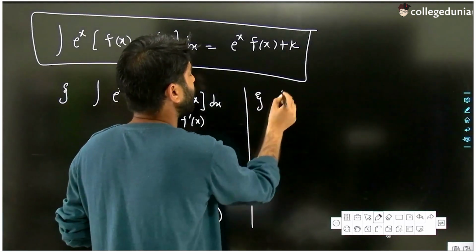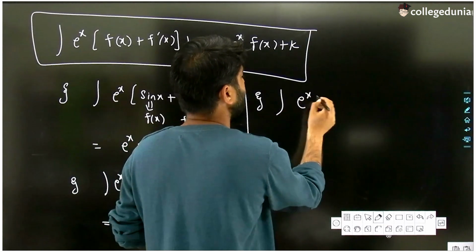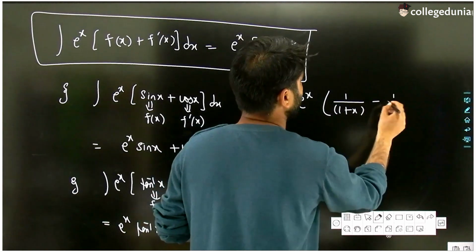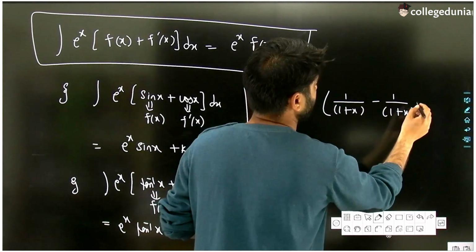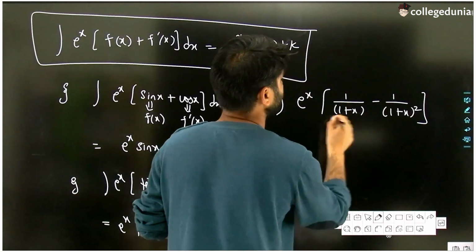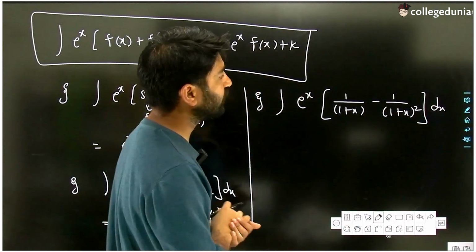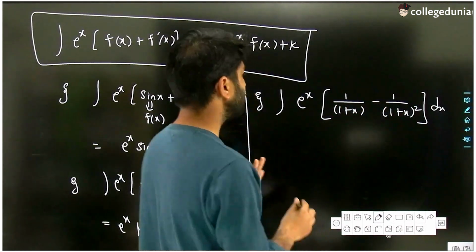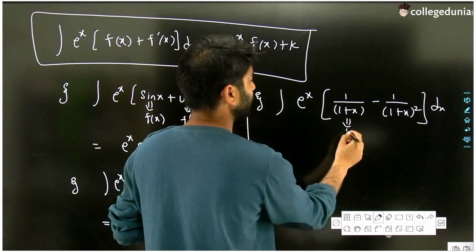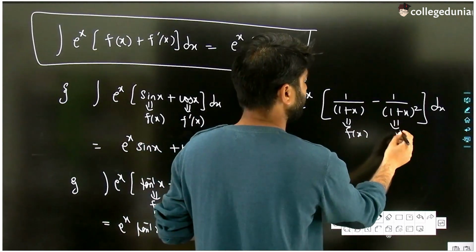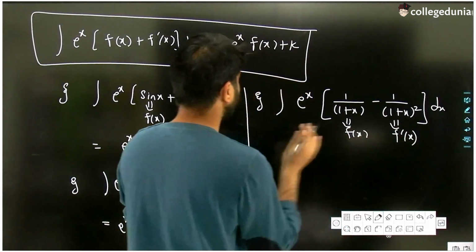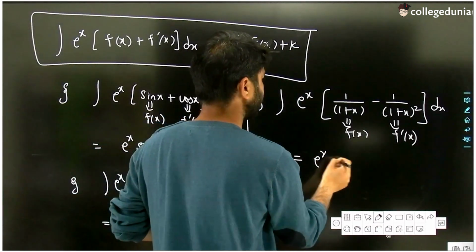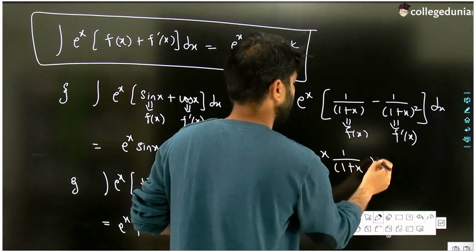Similarly, let's say we have to integrate e^x into 1 upon 1 plus x, minus 1 upon 1 plus x whole square. So guys, the differentiation of 1 by 1 plus x is minus 1 by 1 plus x to the power 2. So this is f(x) and this will be f dash x, and again we can directly use this formula. So the final answer will be e^x f(x) plus k.